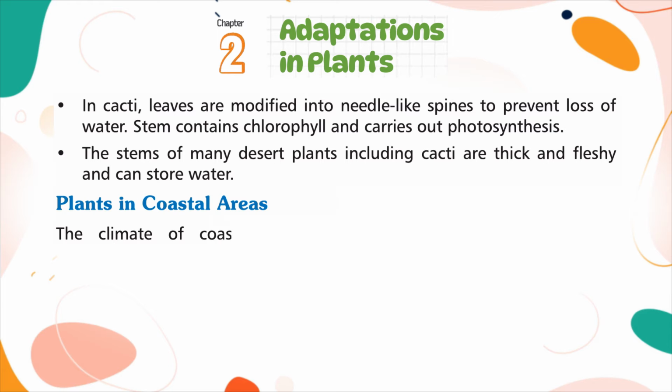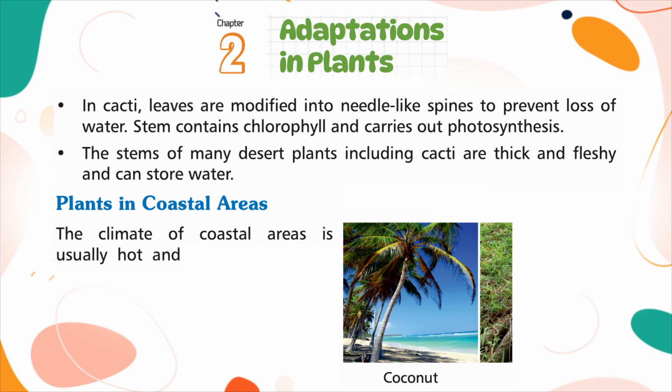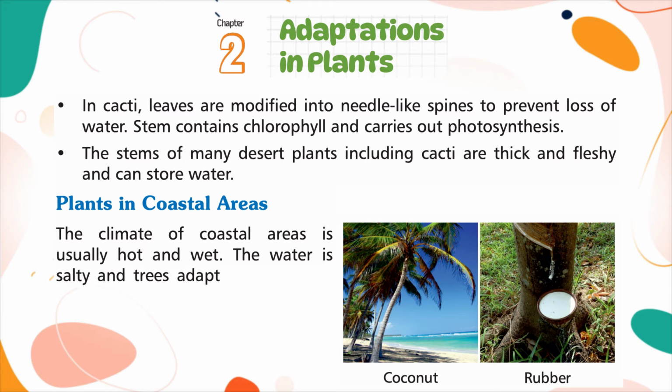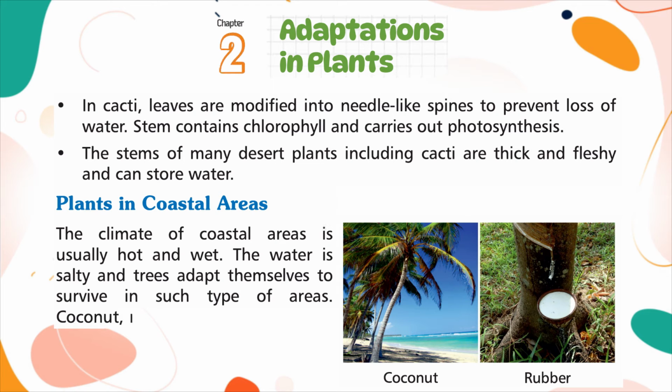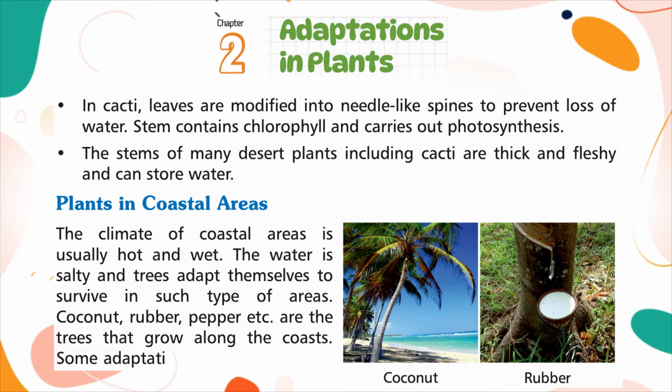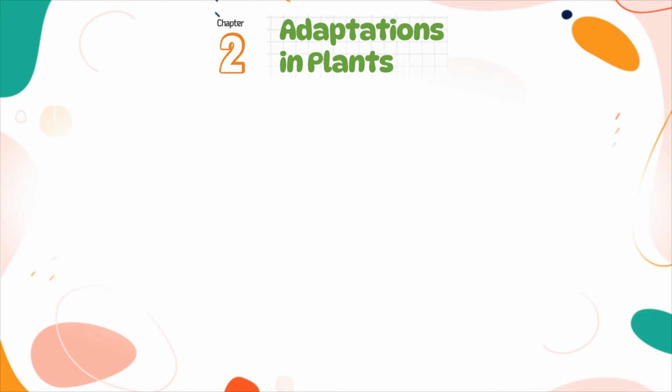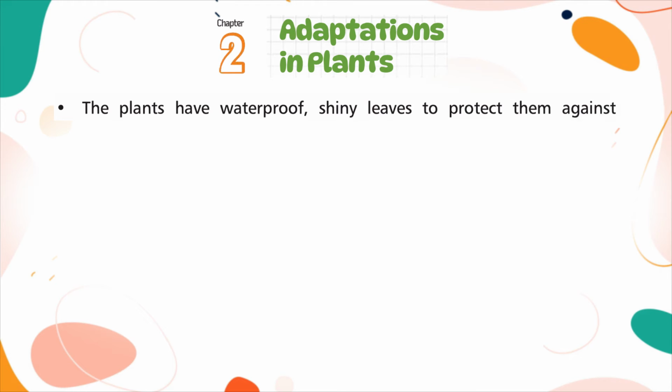Plants in coastal areas. The climate of coastal areas is usually hot and wet. The water is salty and trees adapt themselves to survive in such type of areas. Coconut, rubber, pepper, etc. are trees that grow along the coasts. Some adaptations of plants growing in coastal areas are as follows. The plants have waterproof, shiny leaves to protect them against drying out in salty water.